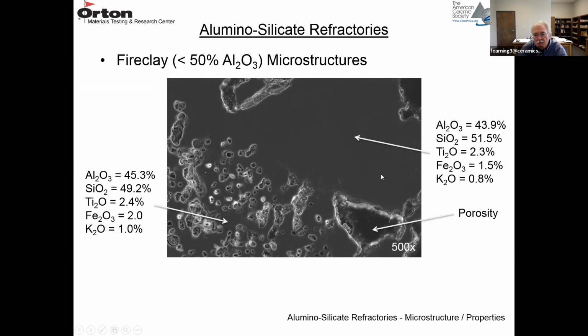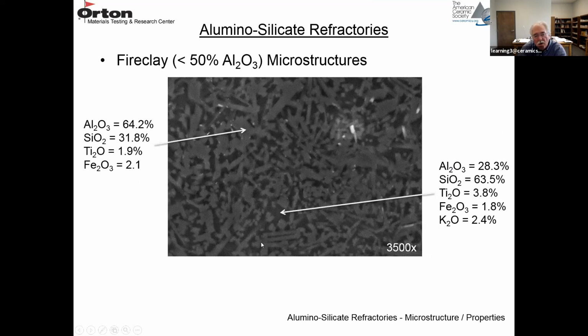But if you look at the chemistry, since they're both the same clay, basically, they both have the same alumina content, around 44, 45%, silica about 49 or 51%, and the same impurity levels. So that would be a microstructure of a low alumina fire clay material.